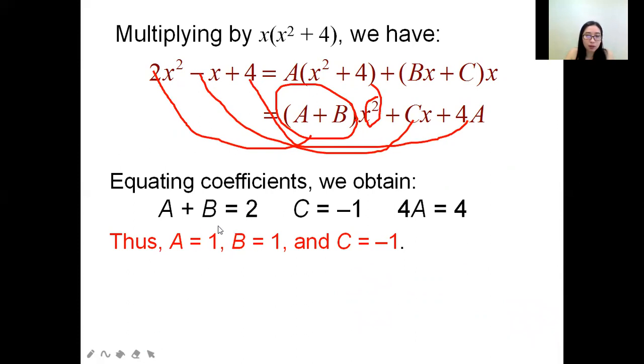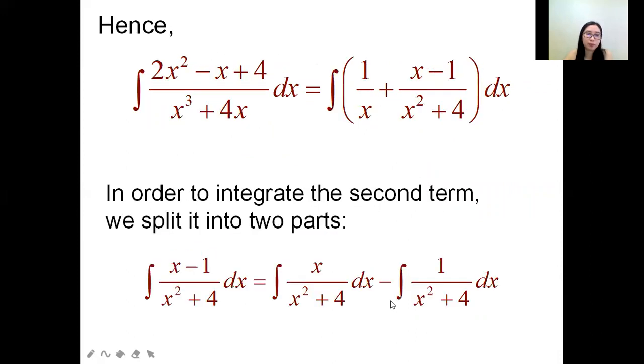So A is equal to 1, then B: from the equation A plus B is equal to 2, and we know that A is equal to 1, so 2 minus 1 is 1. Then C is clearly negative 1. That finishes the partial fractions.